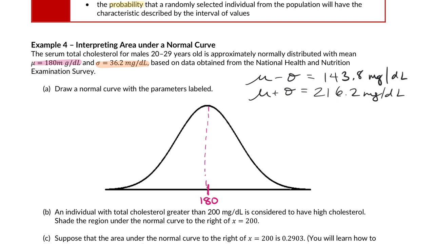Do y'all see how we did that? Just adding and subtracting, which creates these points of inflection on my graph. This is the place where the graph changes concavity from concave up to concave down. 143.8 and 216.2. These are my points of inflection, just so we have it labeled.